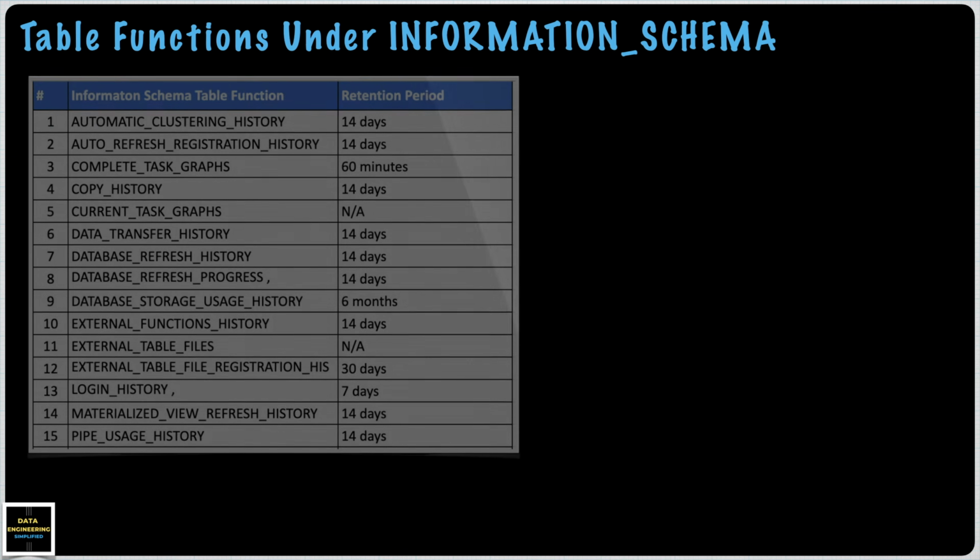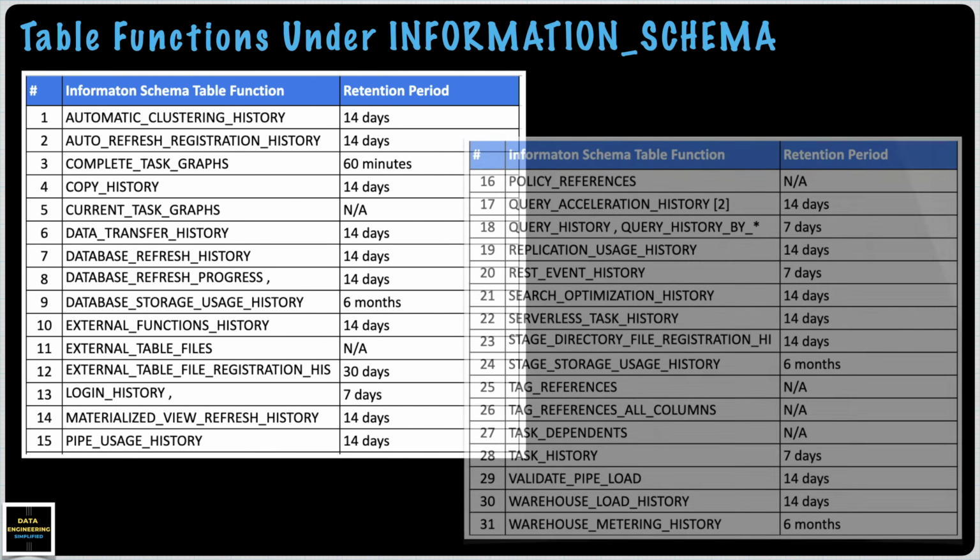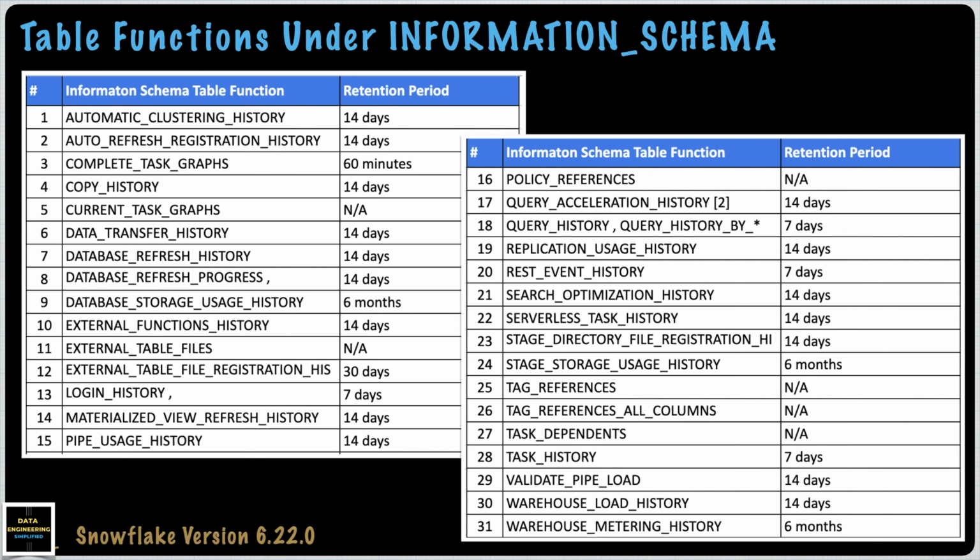Alongside views, information schema also holds table functions. There are a total of 13 table functions available under information schema and they hold data for a short duration, like 60 minutes to 6 months. As and when Snowflake adds a new object, they also add a table function if its operational activities need to be monitored. So the list shown here is based on Snowflake version 6.22.0. Refer to the Snowflake release page and new feature documentation if you want to be aware of any change or addition to the table functions under the information schema.